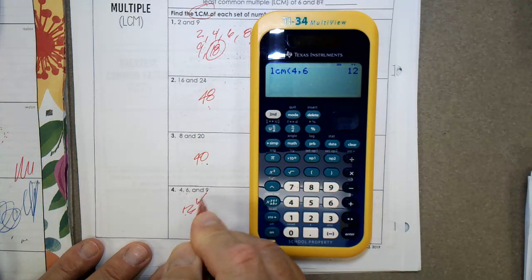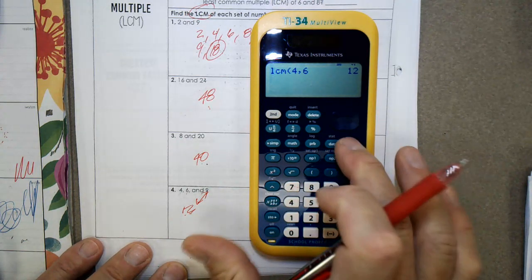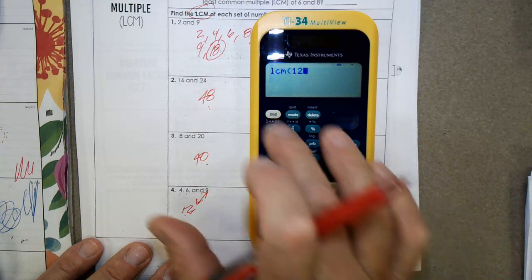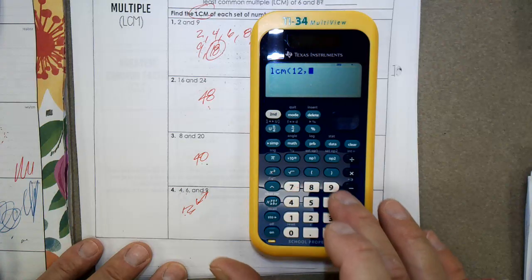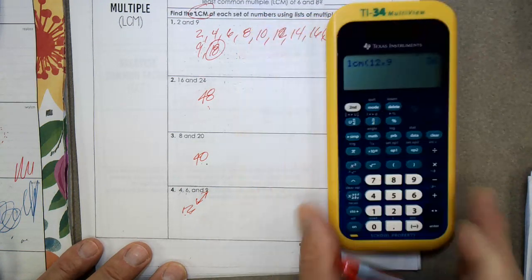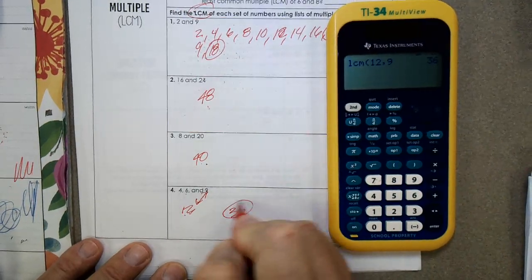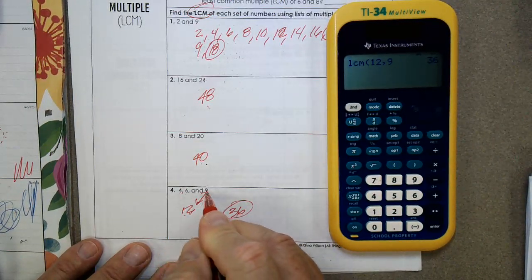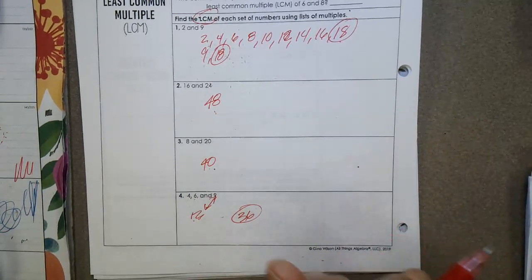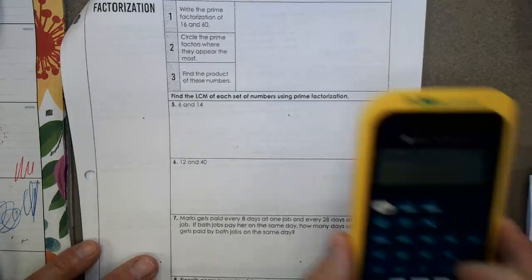So now we need to compare those two. Do the exact same thing. Hit enter, hit 12, second decimal 9, and you're going to see that the LCM of those two numbers is 36. So the smallest number that all three of these go into is 36. Okay? We're going to do one more. Let's flip it over here, just to make sure that we're in good shape.